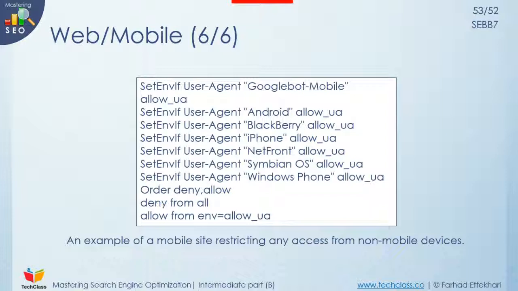And here is also an example of a mobile site restricting any access from non-mobile devices. We can also try to read it. Then it's kind of obvious what it does: it's granting some access to some devices and also denying some access from the other ones. So it's granting access to these mobile phones and then denying the others that are not in the list.